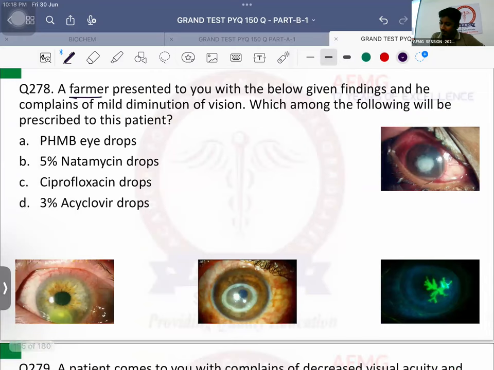278. A farmer presented to you with the below given finding and he complains of mild diminution of vision. Which among the following will be prescribed to this patient? What is the ulcer first of all? It is inflammation of the cornea, that is keratitis, which is finally causing a corneal ulcer. Usually they are giving a history of farmer. That means they are talking about some trauma with vegetative material. Answer was fungal corneal ulcer.